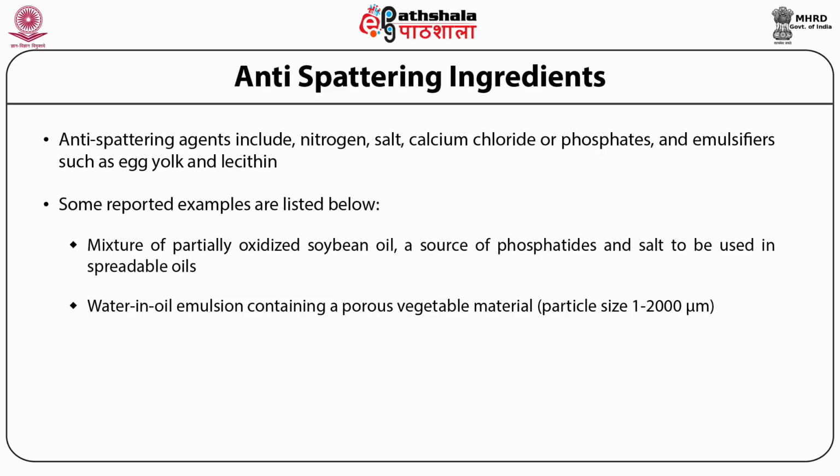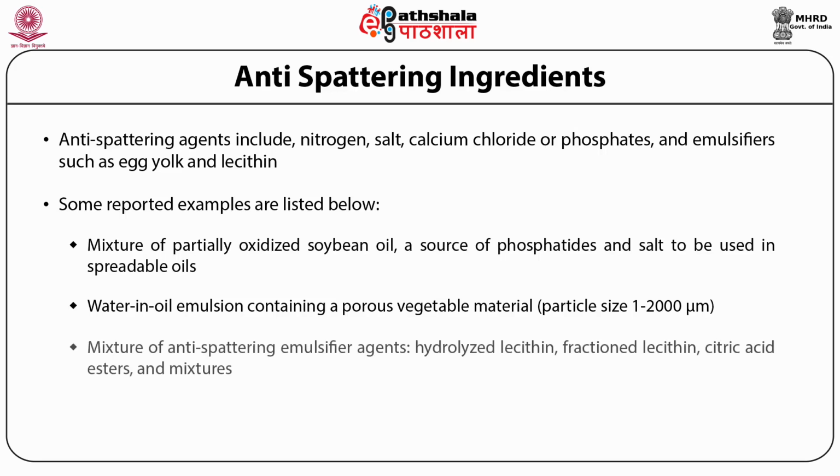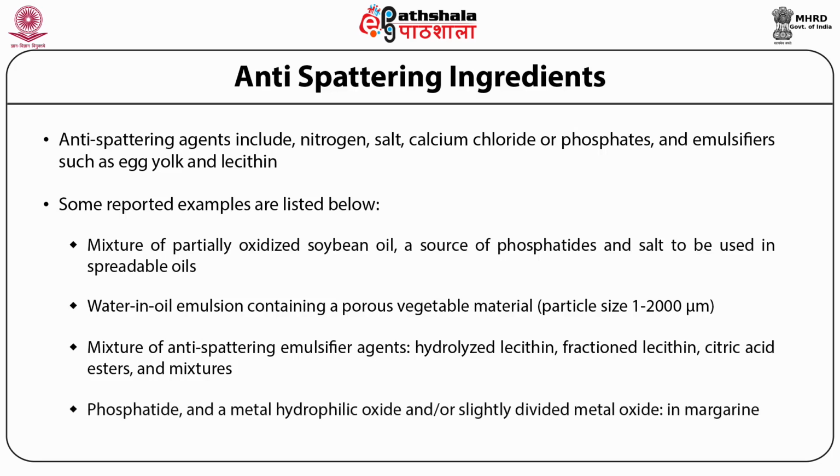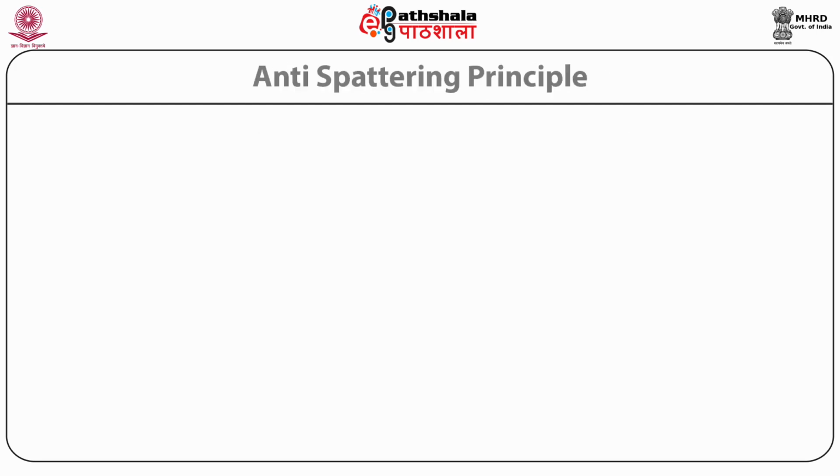One more example of anti-spattering agent used is a mixture of anti-spattering emulsifier agents like hydrolyzed lecithin, fractioned lecithin, citric acid esters and their mixtures. And one more example where anti-spattering ingredients have been used is a phosphatide and a metal hydrophilic oxide and or slightly divided metal oxide, and it has been used successfully in case of margarine.